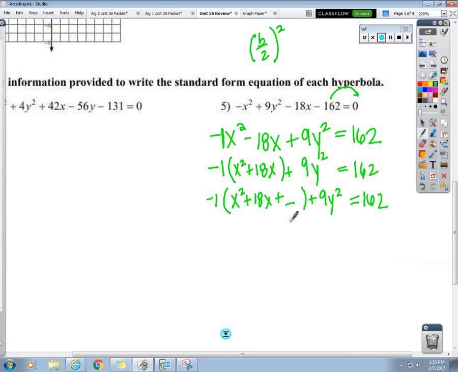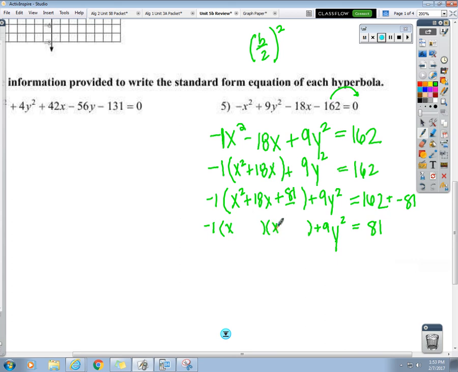So for the x trinomial, what is the b? Divided by 2 squared. But what do we add over here? Negative 81, because 81 times negative 1 is negative 81. So now I have negative 1, and I'm ready to factor that. And then on the end, what do those combine to be? 81. You got a 162 plus a negative, so that's like 162 minus 81.